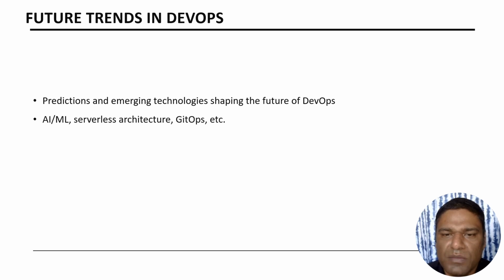Future trends in DevOps. The future of DevOps holds exciting possibilities driven by emerging technologies and evolving industry trends. Artificial intelligence and machine learning are poised to revolutionize DevOps by automating decision-making processes, predicting and preventing failures, and optimizing resource allocation. Serverless architecture is gaining traction for its scalability and cost efficiency, while GitOps is emerging as a paradigm for managing infrastructure and deployment using Git workflows.